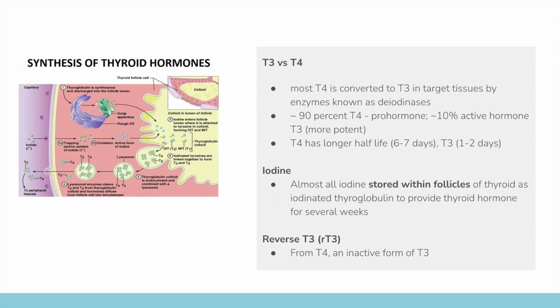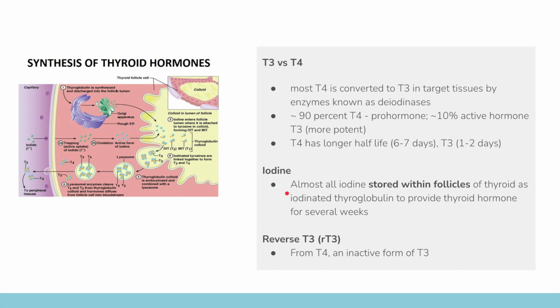So T4 lasts, say, 6 to 7 days, whereas T3 hangs around for 1 to 2 days. And this is important, especially when it comes to the treatment of different conditions such as hypothyroidism, because you will give T4 because it has a longer half-life, even though T3 is more potent.